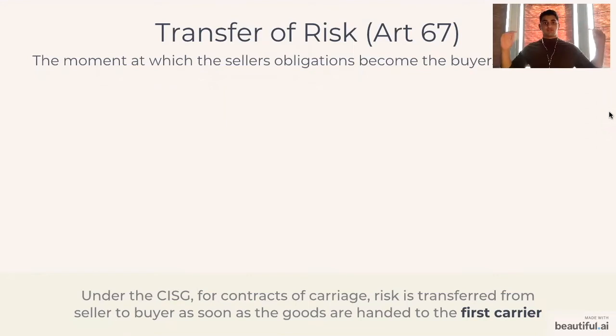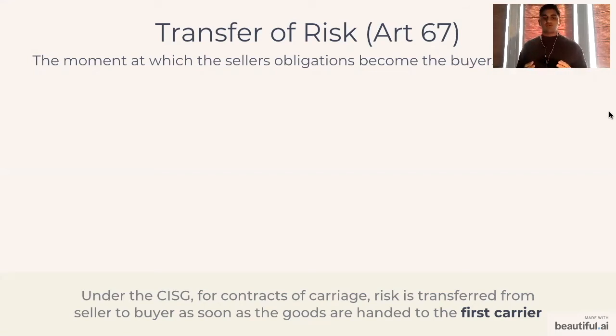So at what point does the seller, when he delivers the goods, does the buyer then have to receive the goods or pay the price? At what point, and this becomes a fundamental issue in court cases and disputes, did the seller fulfill his obligation, and at what point did the buyer fail to fulfill his obligation? And under the CISG, for contracts of carriage, that's when there's delivery of goods.